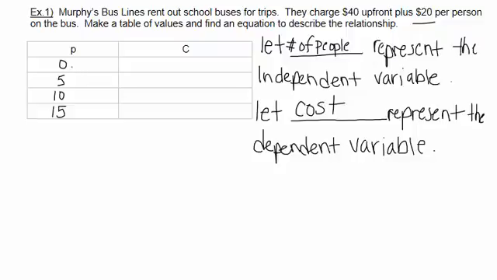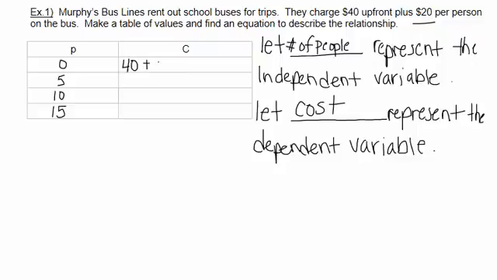So let's start here. If there was no people riding the bus, how much would the bus cost? Let's look at our equation up here. So the bus company charges $40 up front plus $20 per person. Now let's figure out how much it will cost for each amount of people that could be riding the bus to find an equation and to determine the relationship. So if 0 people ride the bus, we're still going to have to pay this upfront cost because that happens no matter how many people are riding the bus.